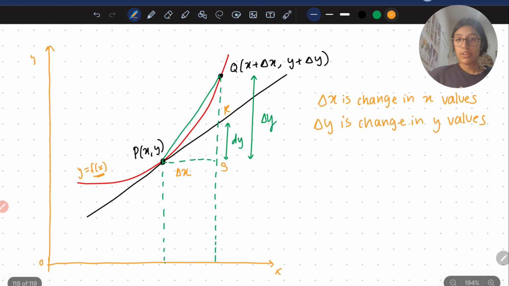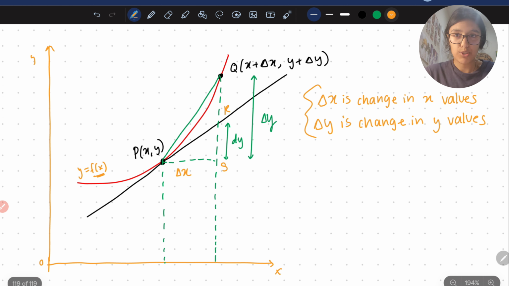So now that we know delta x and delta y, we're already somewhat halfway there. In order to find errors using derivatives, you need to know that there is a relation between dy, dx, delta y, and delta x. So we're already halfway done. Now let's get into the dy and the dx part, and that's where the derivatives come in.